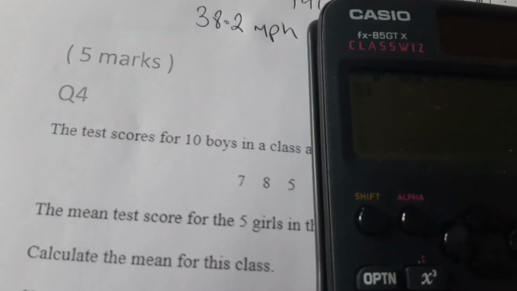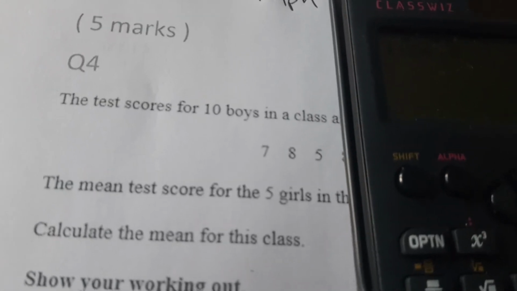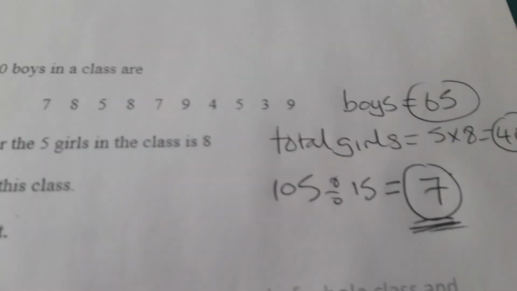Add those two together. So altogether there were 10 boys and there were 5 girls. So altogether there were 15 people. So you divide by the number of people, which equals, simply on your calculator, 105 divided by 15 equals 7. The mean of the whole class is 7. So one person, as far as I remember, got that right.